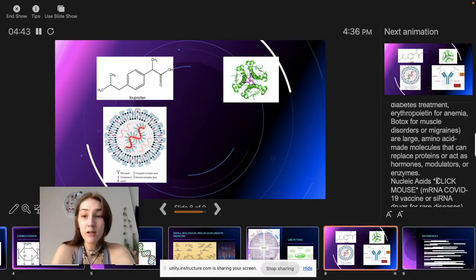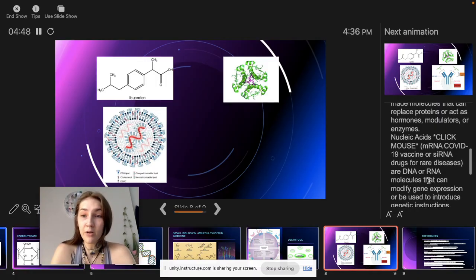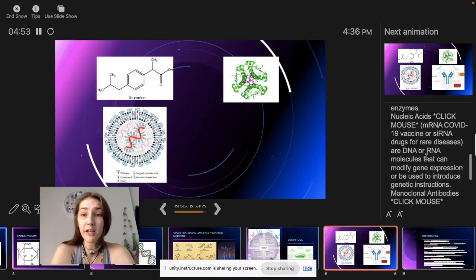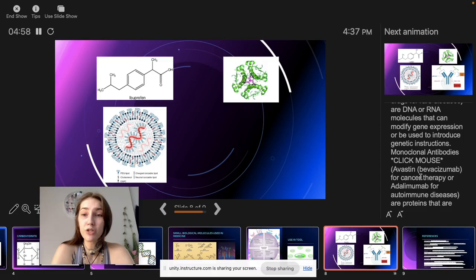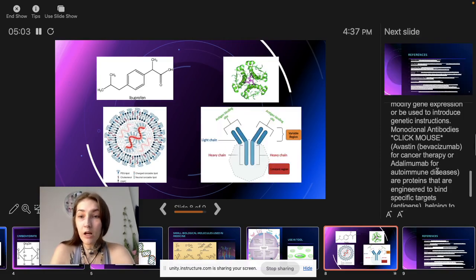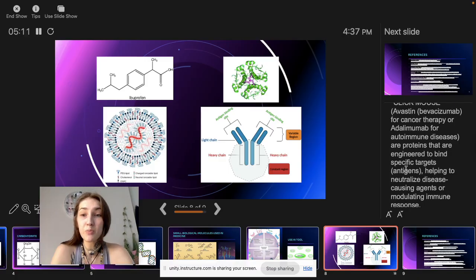Nucleic acids, like mRNA for the COVID-19 vaccine, or siRNA drugs for rare diseases, are DNA or RNA molecules that can modify gene expression or be used to introduce genetic instructions. Monoclonal antibodies, such as medication for cancer therapy or for autoimmune diseases, are proteins that are engineered to bind specific targets, antigens, helping to neutralize disease-causing agents or modulating immune response.